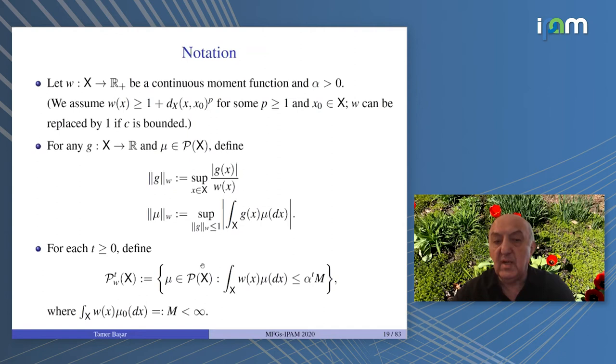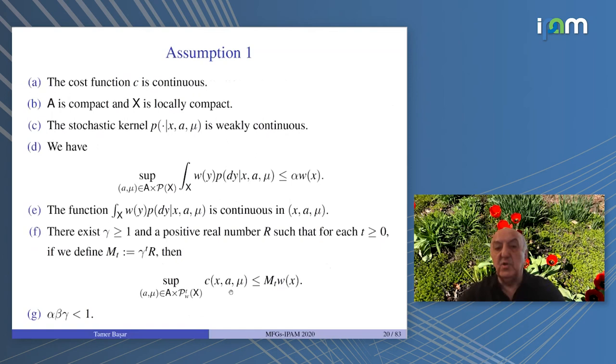There is some notation which I will have to introduce here, but essentially this is just to make the point that we look into problems where C is both bounded as well as unbounded. And when C is unbounded, then we have to define the norm in a slightly different way, where we introduce a W of x, which is larger than or equal to 1 plus the metric, d_x being the metric for the x space, distance between x and x0 to the power of p. And then the set of all distributions over x will have to satisfy this. And of course, if W is equal to 1, which is the case when C is bounded, then this simplifies a lot.